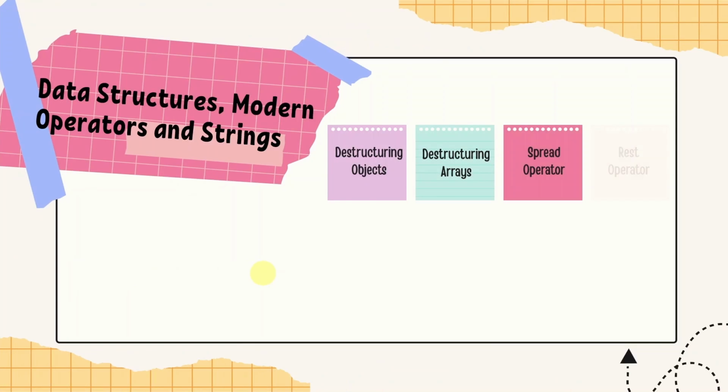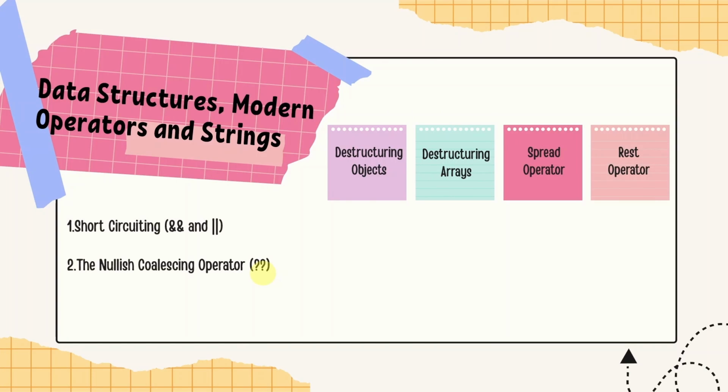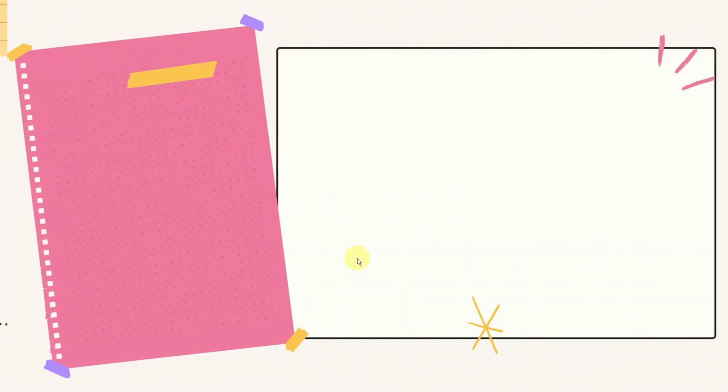Those things are also very important when you're working with larger objects. Short circuiting is very important, and when you get started with it, you will see its power. After learning data structures, modern operators and strings, just create a simple project using only these concepts.